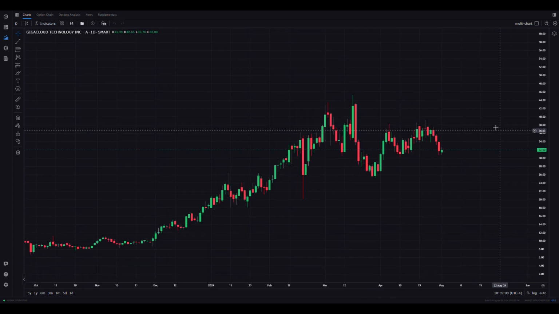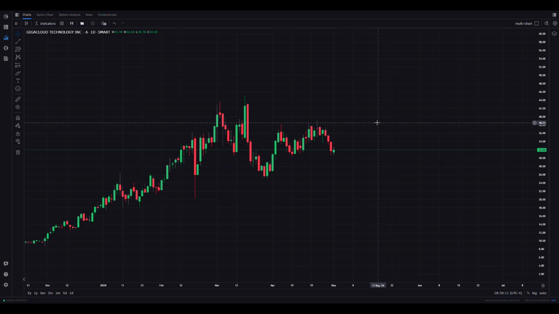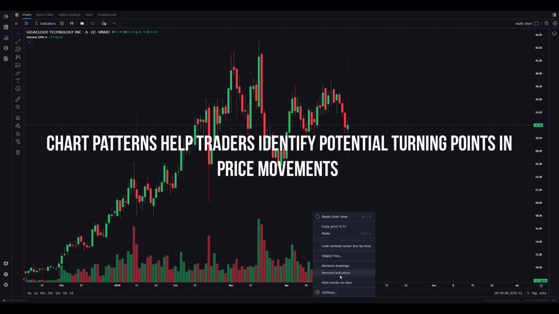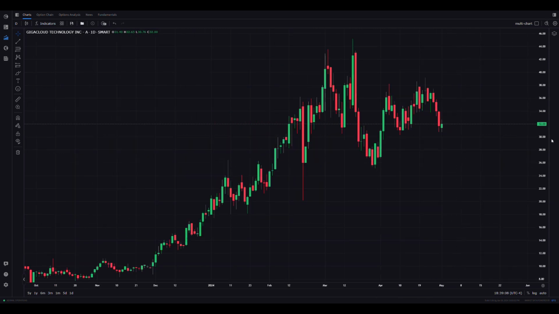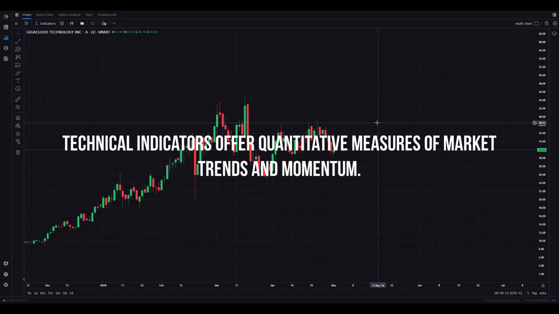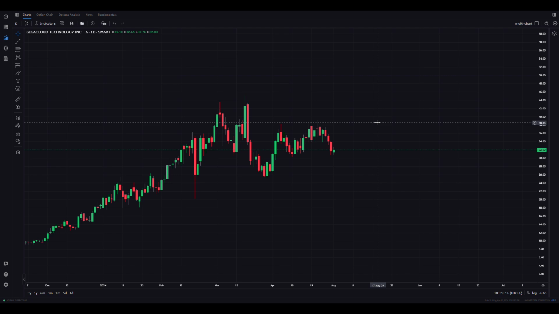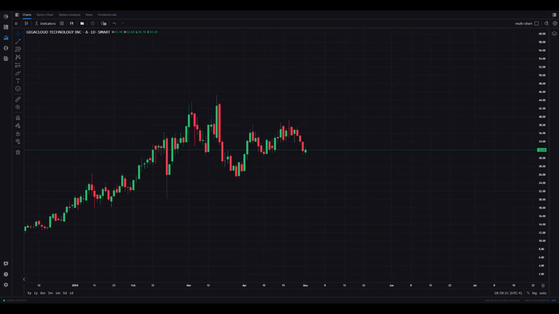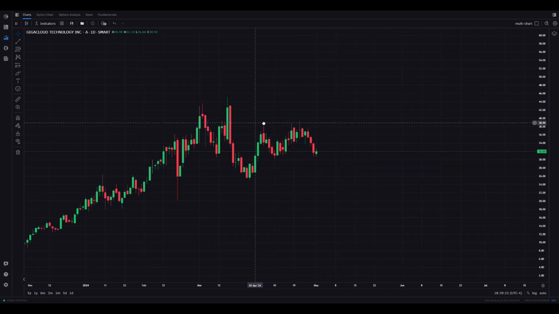By analyzing these patterns and indicators, you can gain a deeper understanding of market dynamics. Chart patterns help traders identify potential turning points in price movements, while technical indicators offer quantitative measures of market trends and momentum. Together, they form a comprehensive toolkit for traders to navigate the complexities of financial markets and capitalize on trading opportunities with greater precision and confidence.